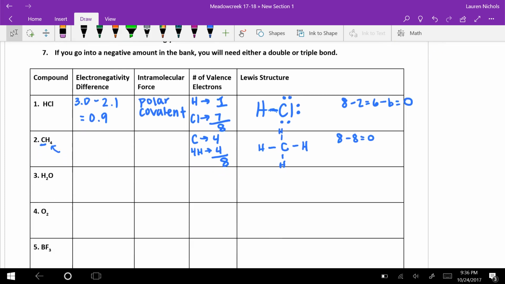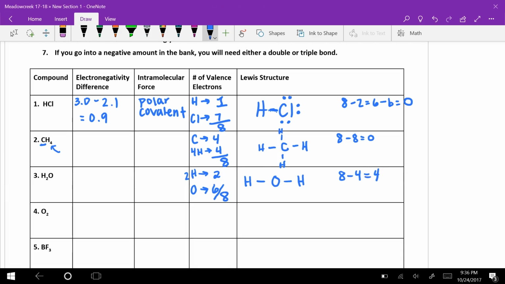Water, on the other hand, let's look at water. We have 2 hydrogens, which are going to donate 2 electrons, and we have oxygen, which is going to donate 6. So, again, normally the first atom listed is your central atom. However, hydrogen is the exception. So we're going to put oxygen in the center and connect our 2 hydrogens to it. Oh, and we have a total of 8. And we subtract those 4 that we used there. So we have 4 left.